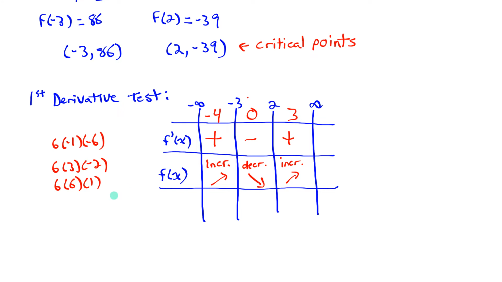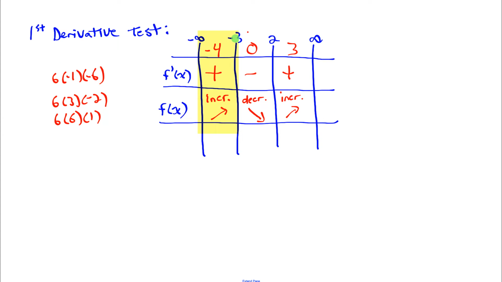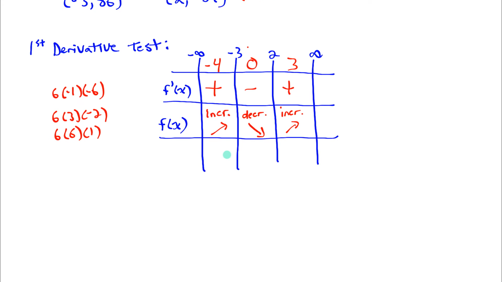So I now know within each interval, I know whether the function is increasing or decreasing. Before an x value of -3, the function was increasing, and then after the x value of -3, the function was decreasing, which means at an x value of -3, that must be a local max point. So the point (-3, 86) is a local max.